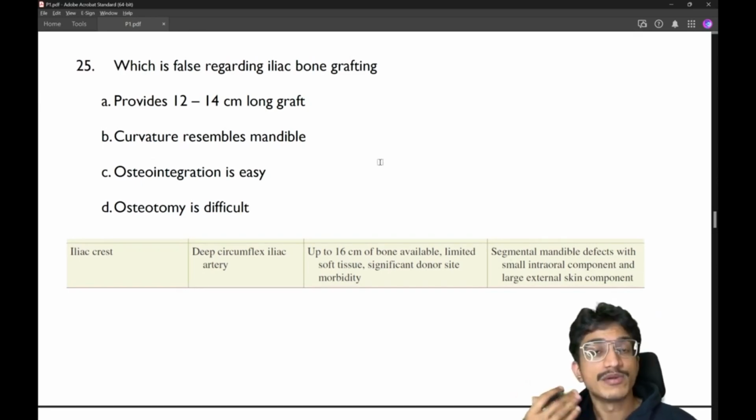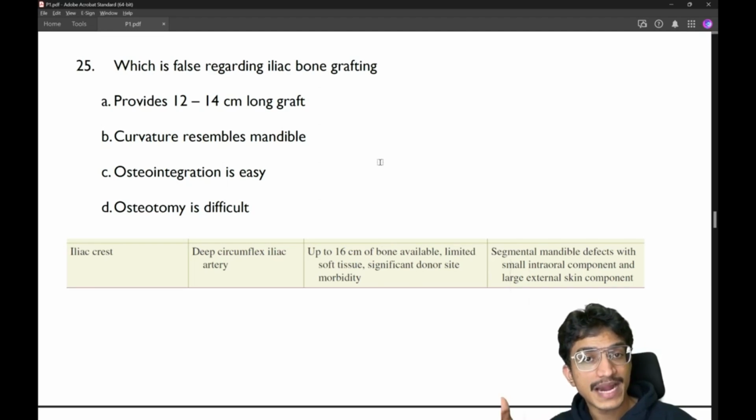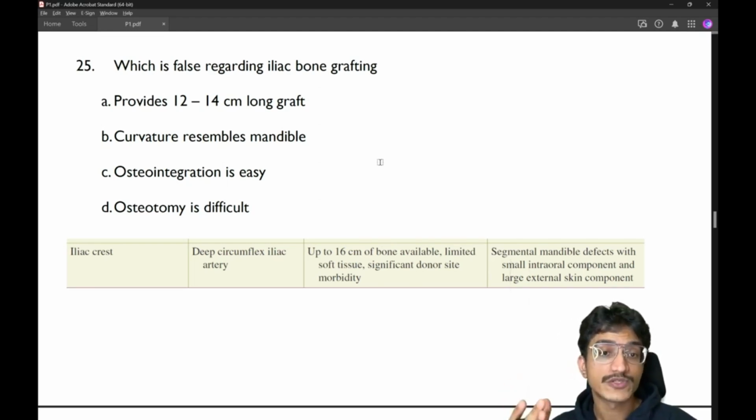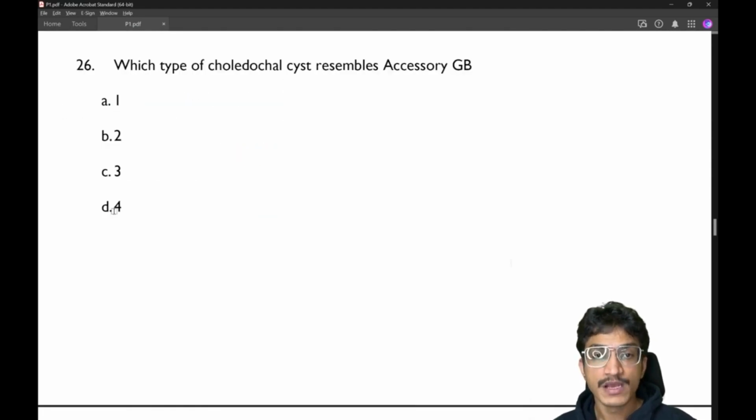It is used for mandibular reconstruction, so it is resembling the mandible. As it is an autologous graft, the osseointegration is also easy, and as the iliac bone is a very prominent and external structure, easily exposable, the osteotomy is not difficult. According to me, the answer should be that osteotomy is difficult in this case.